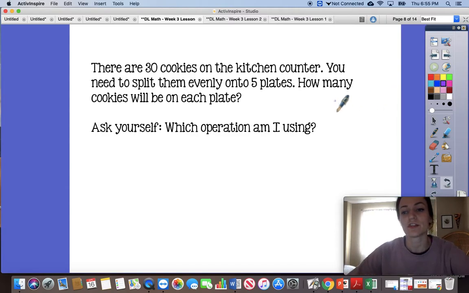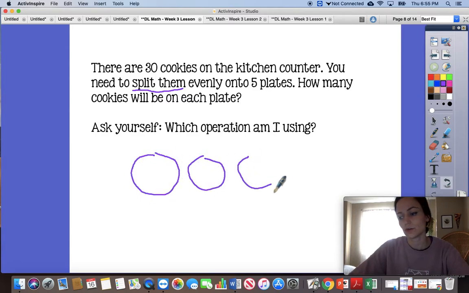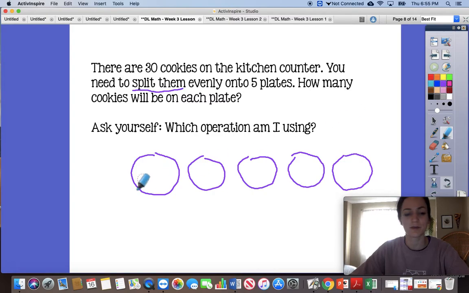Okay, so for this one, we know that we started with the total. We have 30 cookies, and we're going to split them evenly. So "split" was my key word to help me know that we're splitting that 30 cookies apart onto 5 different plates. So I'm going to draw my 5 plates. 1, 2, 3, 4, 5.